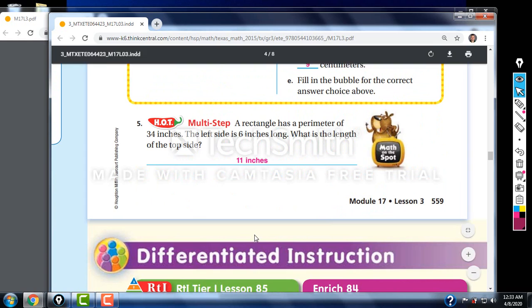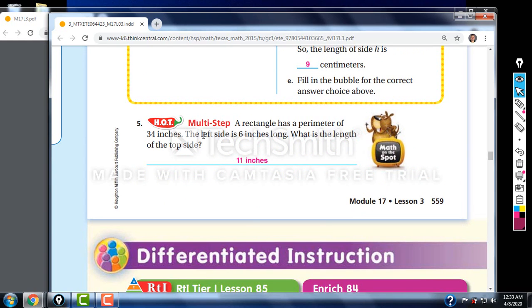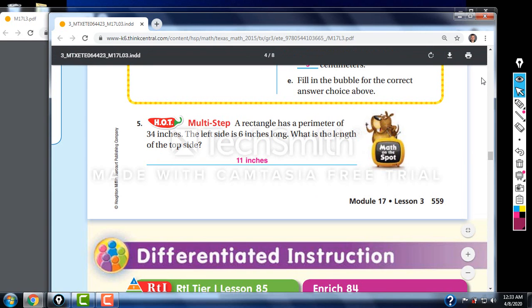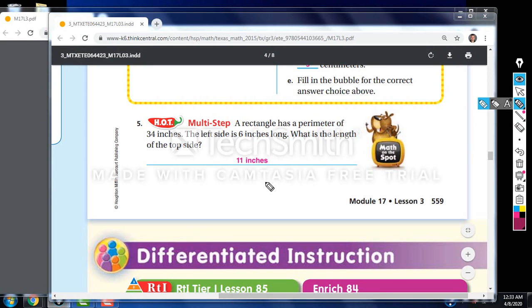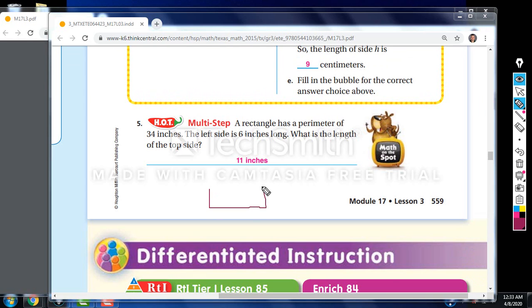Okay. A rectangle has a perimeter of 34 inches. The left side is 6 inches long. What is the length of the top side? So what would you do there? Draw your rectangle. You know the perimeter is 34. The left side is 6 inches long. So I know this one, they're congruent. This is x.